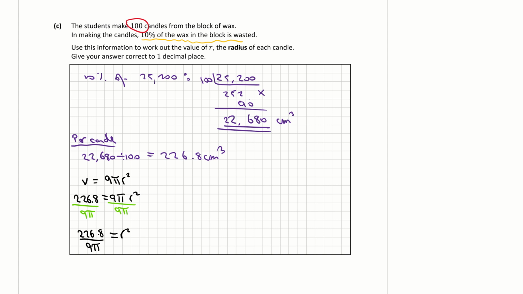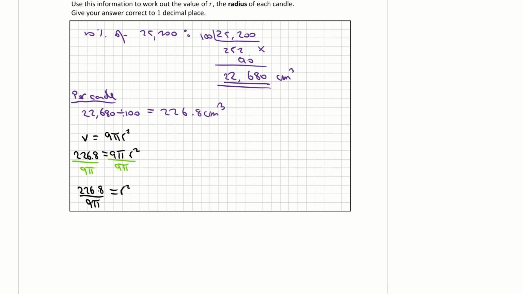Now you can turn that into decimals if you wish. I'm going to keep it as a fraction, and then to get r on its own I need to do the square root of both sides to get rid of the square. So that's going to be the square root of, again, you could have had it as a decimal if you wish. I'm keeping it as the fraction, so square root, and that's getting me a radius of 2.8 centimeters. The question wants it to one decimal point, so that's what we have.